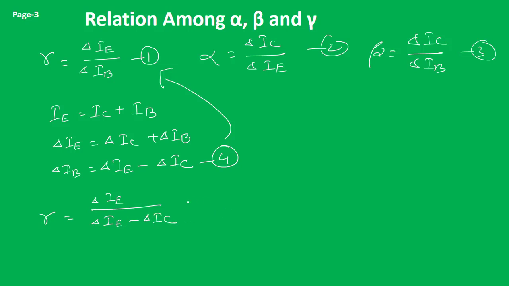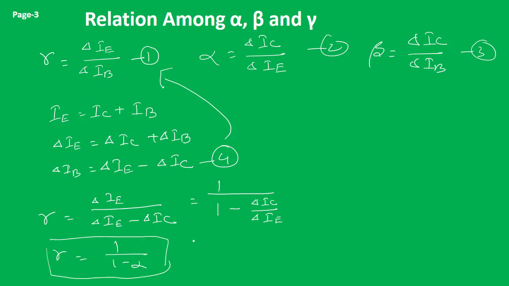So if we take delta IE at the numerator, then we can write it like this: 1 minus delta IC divided by delta IE. Now what is this delta IC by delta IE? This is nothing but alpha. So we can further write gamma is equal to 1 by 1 minus alpha. So this is an important relation. So call it equation number 5. So gamma is equal to 1 by 1 minus alpha.